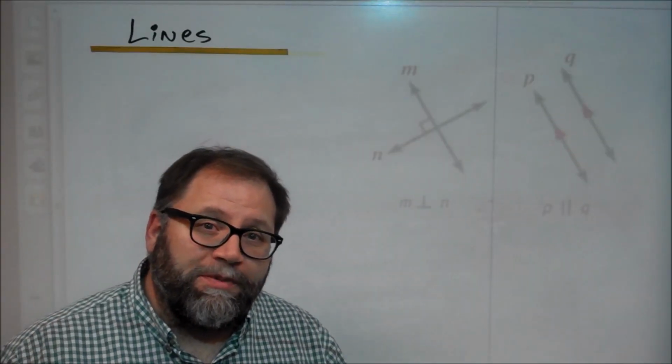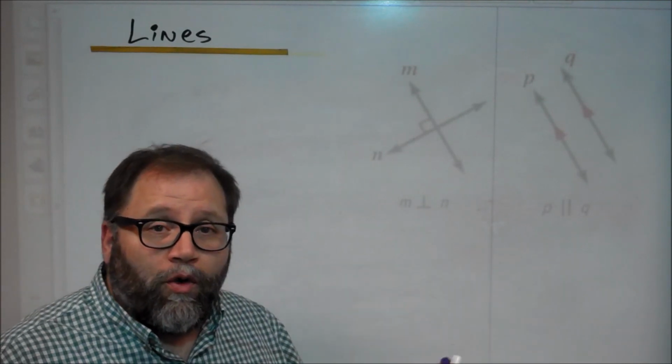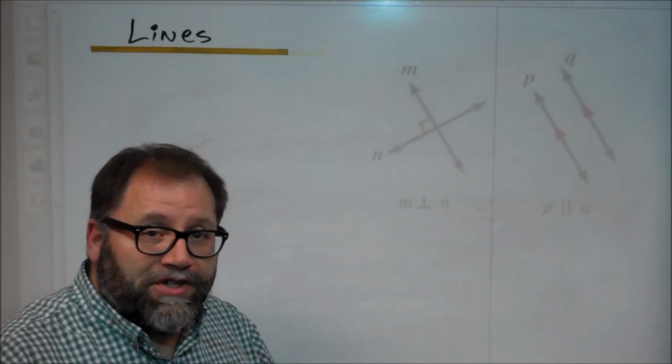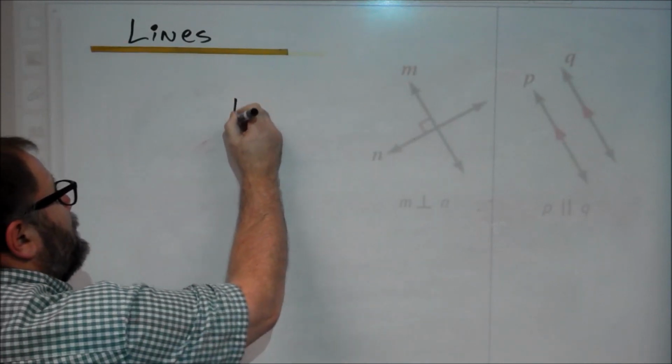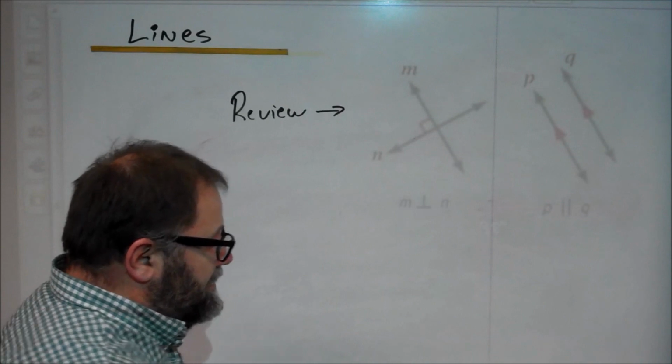Lines. We're going to talk about lines, but actually indirectly talk about lines. We're actually going to talk about the angles formed by lines. And we're going to just start with a very simple review of some lines here. Let's not forget what these things are.